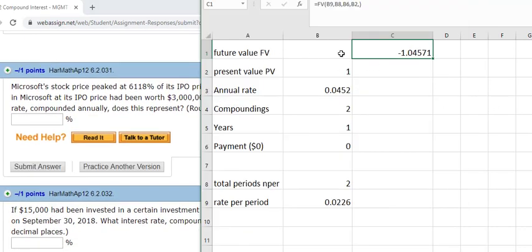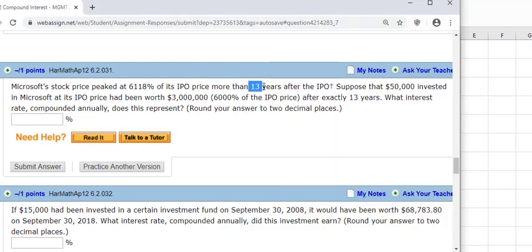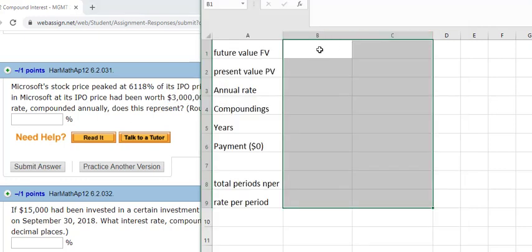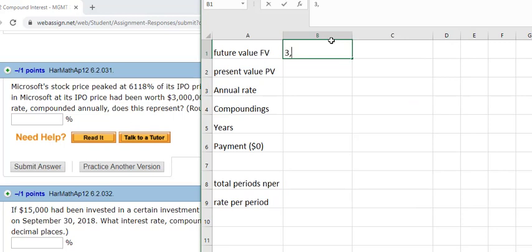Let's look at the Microsoft problem. 13 years after the initial public offering of a stock. So Microsoft has an incredible history in the stock market. Let's take $50,000 invested on day one at the initial public offering price, and it grows to $3 million after 13 years. Okay, let's put this in there. Future value is $3 million.